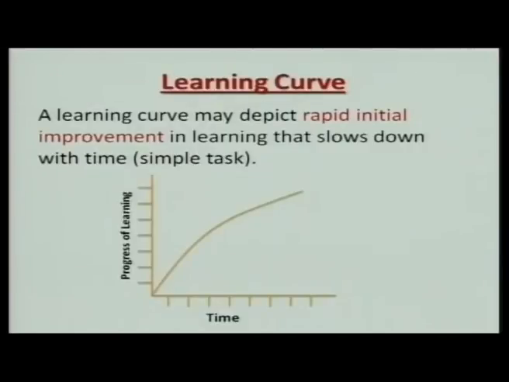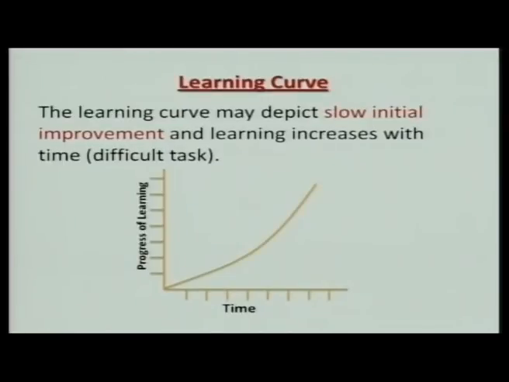Now there is another learning curve. This is for a simple task. If you take a simple task, then there will be rapid initial improvement, and after that it slows down slowly. So the curve is actually like this. Now there is a difficult task. In a difficult task generally what happens is there is a slow initial improvement, but learning increases with time. In a difficult task it is just the opposite. So these are 2 other curves.